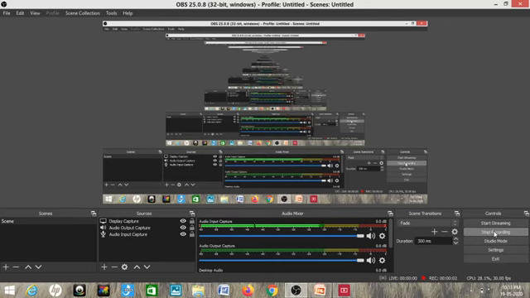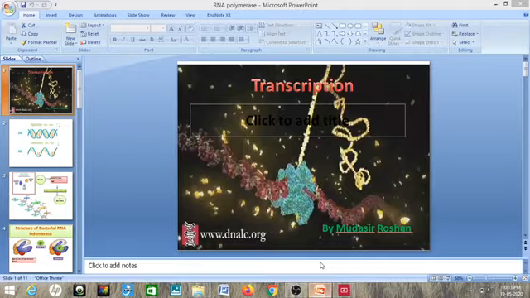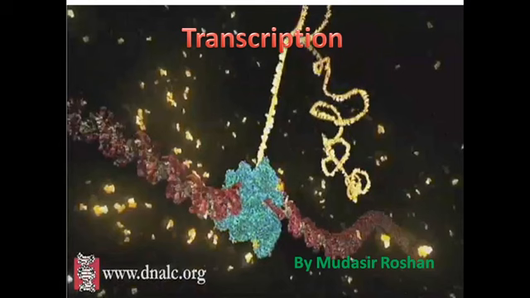Hello everyone. After we are finished with the structure of RNA, now we are going to the synthesis of RNA. As all of you might know, the synthesis of RNA is termed transcription. So we will take up transcription, but before going to transcription in detail, we need to know certain things about this phenomenon. So let's begin.